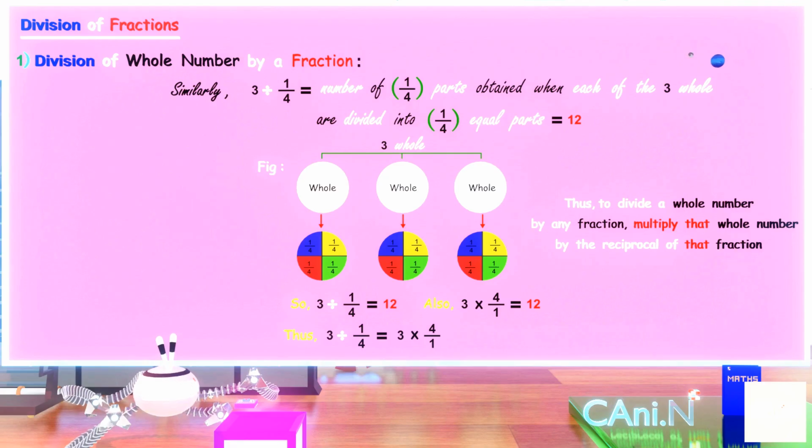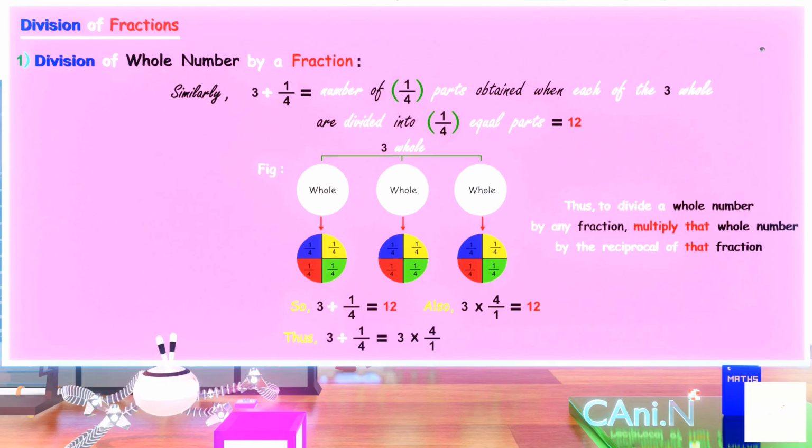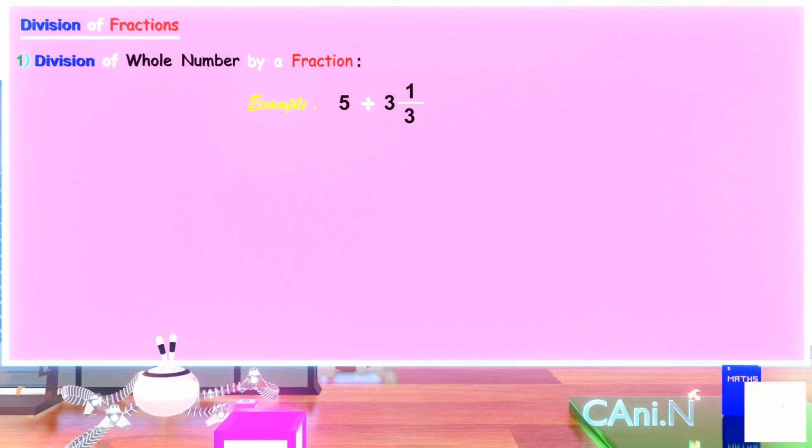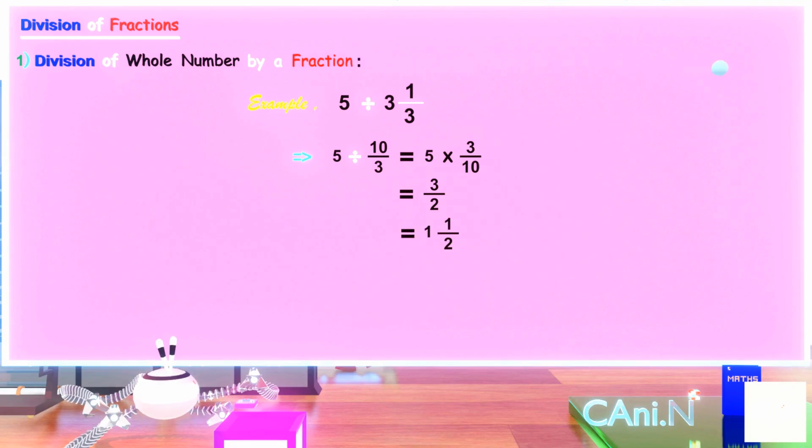Thus, to divide a whole number by any fraction, multiply that whole number by the reciprocal of that fraction. Example. Solve 5 divided by 3 1 by 3 equals 5 divided by 10 by 3. Now, reciprocal of 10 by 3 is 3 by 10. So, 5 into 3 by 10 equals 3 by 2 equals 1 1 by 2.